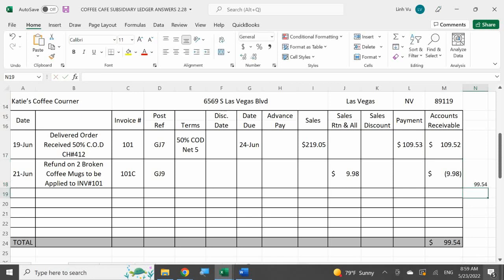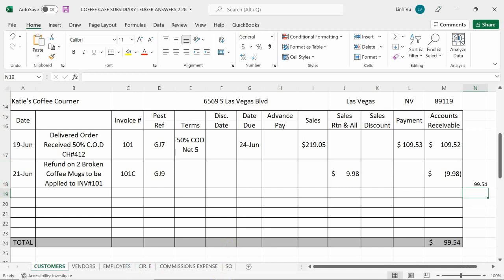Okay, I'm going to put that on the side to let me know that this invoice right here, after we did a return and allowances, her new invoice is going to be $99.54.